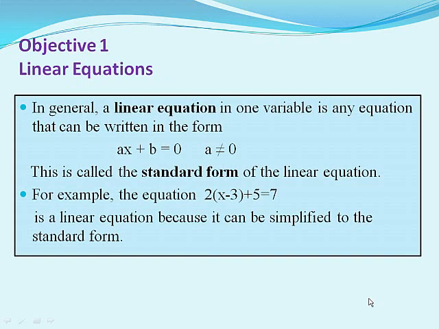Objective 1, linear equations. In general, a linear equation in one variable is any equation that can be written in the form ax plus b equal to 0, where a is not equal to 0. This is called the standard form of the linear equation. For example, the equation 2 multiplied with (x minus 3) plus 5 equal to 7 is a linear equation because it can be simplified to the standard form.